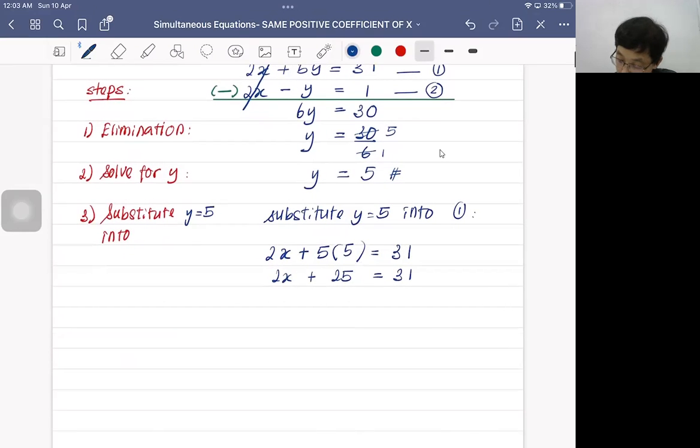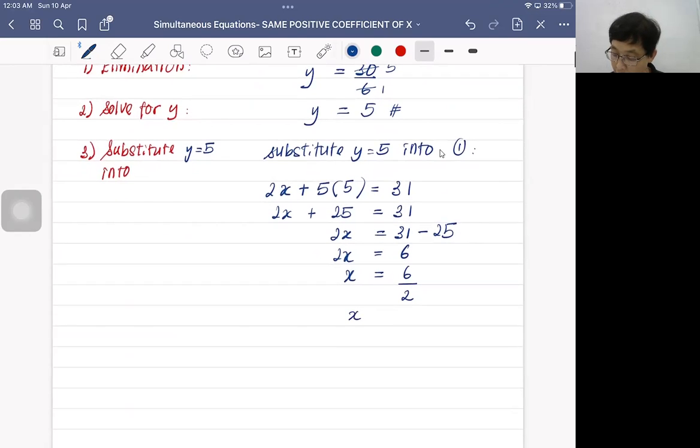And then now let's simplify that. Let's minus 25 both sides. Then you get 2x equals 31 minus 25. You got 6, right? So now you got 2x equals 6. And then by doing this, x equals 6 divided by 2, and then finally, the conclusion, x equals 3. Bravo. Now you have solved both of them.